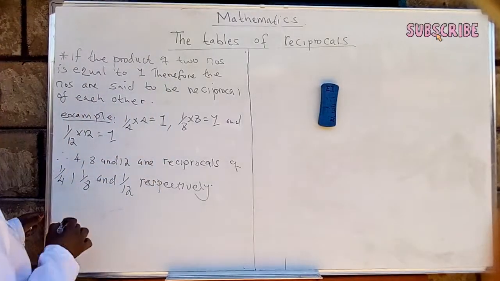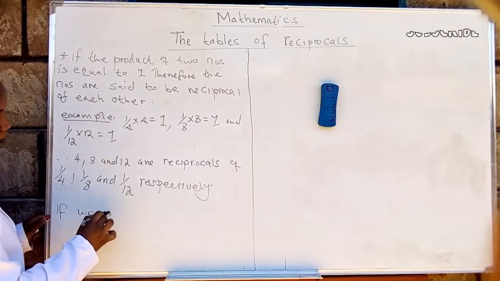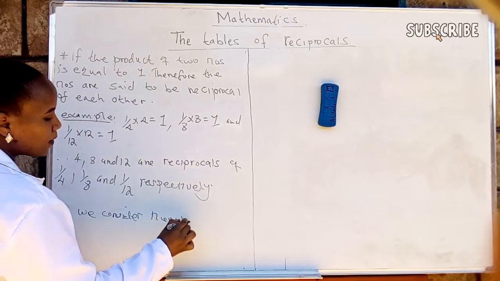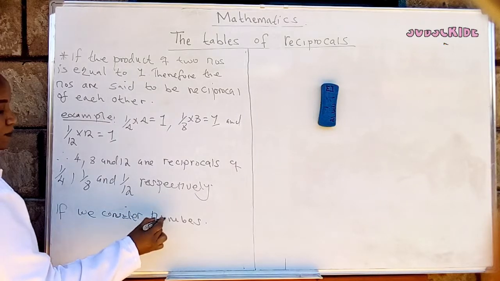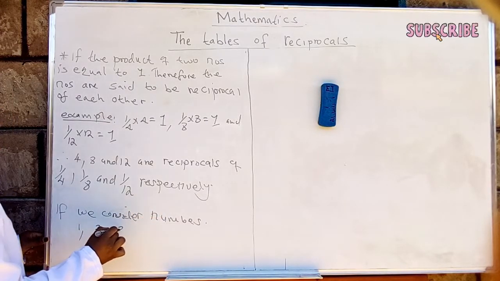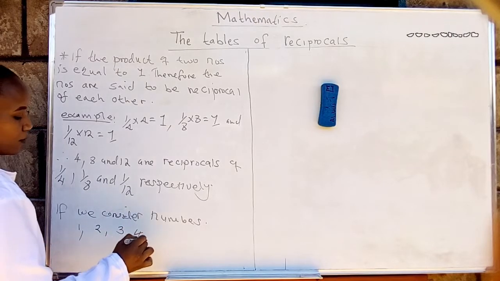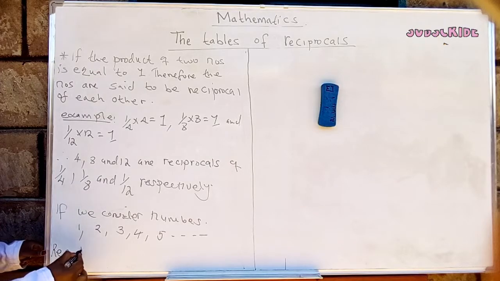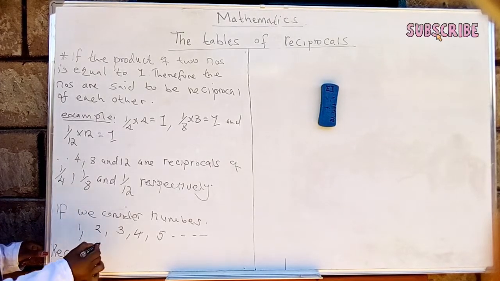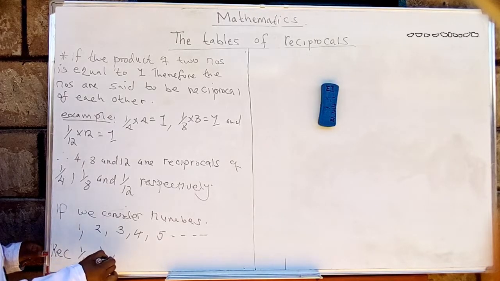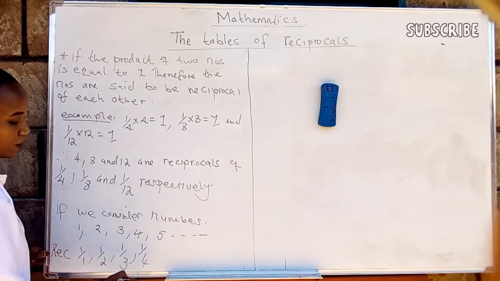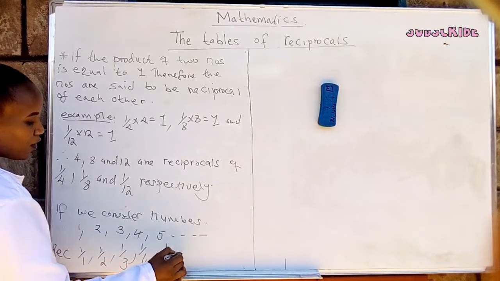Now, if we consider numbers 1, 2, 3, probably 4, and 5, and so on, their reciprocal will be 1 over 1, and the reciprocal of 2 will be 1 over 2, the reciprocal of 3 will be 1 over 3, reciprocal of 4 will be 1 over 4, reciprocal of 5 will be 1 over 5, and so on.